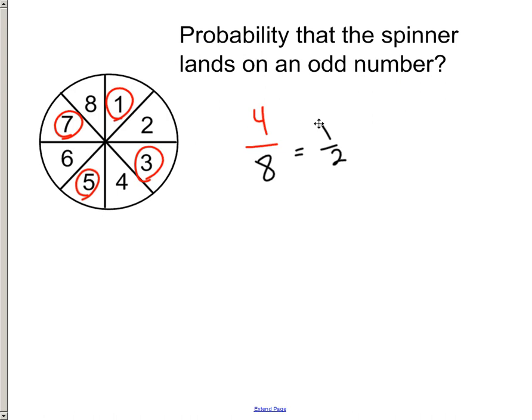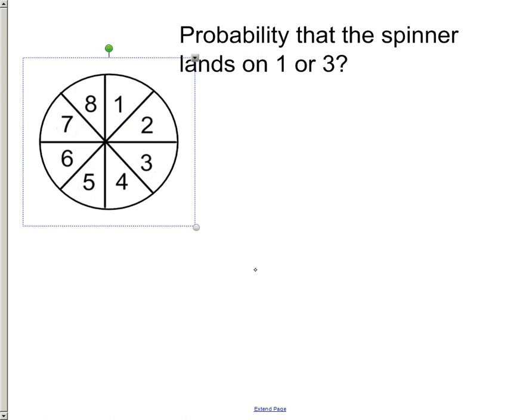So what's the probability of landing on an odd number? 1 out of 2, or 50%. What's the probability of landing on a 1 or a 3? So we don't care if it's a 1 or a 3. So that means that 2 would go on top, and it's out of a total of 8. So, 1/4, 1 out of 4, 25%. That would be the probability.